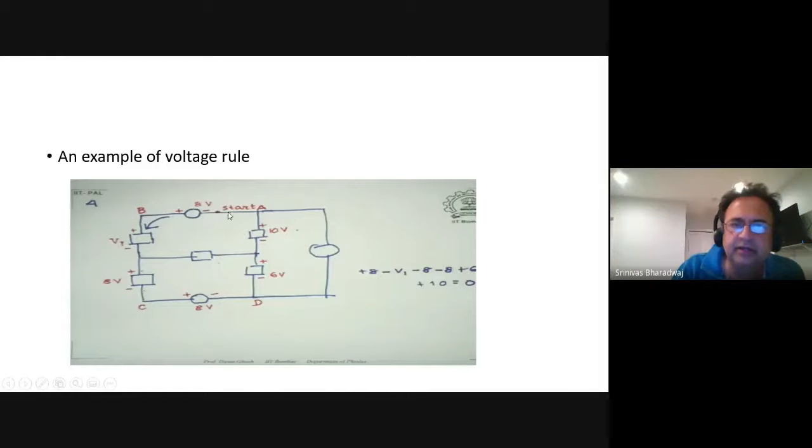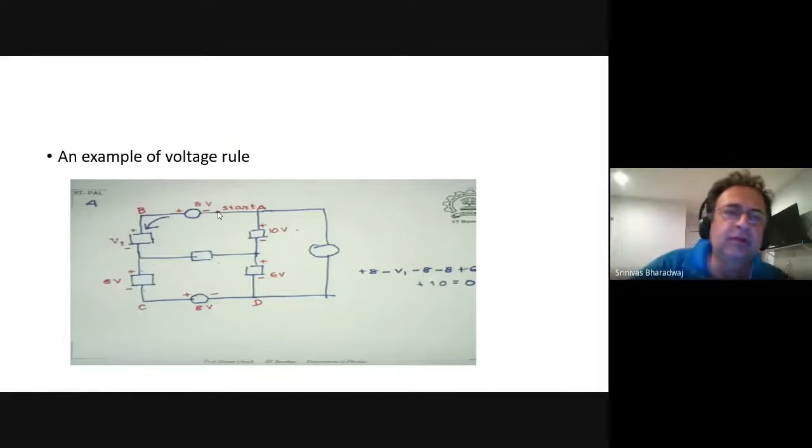If you start here, start at A, plus 8. This is plus and this is minus, so minus V1, right? This is another one, minus V8, right? This is another one, minus 8. This is a plus 6 and a plus 10. Okay, so then he goes once around this and reaches A again.